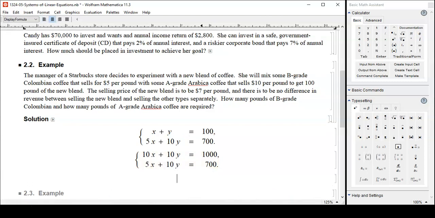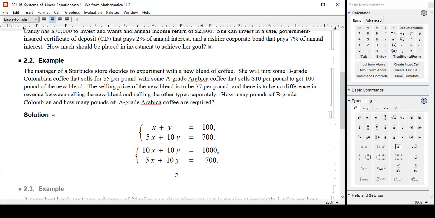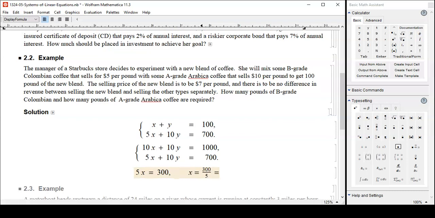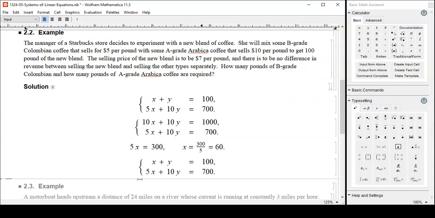So what do we have? 5x equals 1000 minus 700, so 300. X is 300 over 5, that's 60. 60 pounds of Colombian. Okay, same answer as before. We did the first elimination.